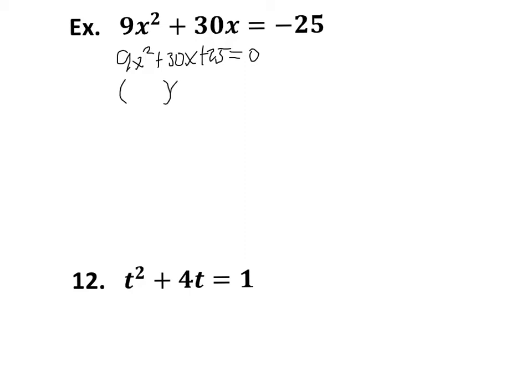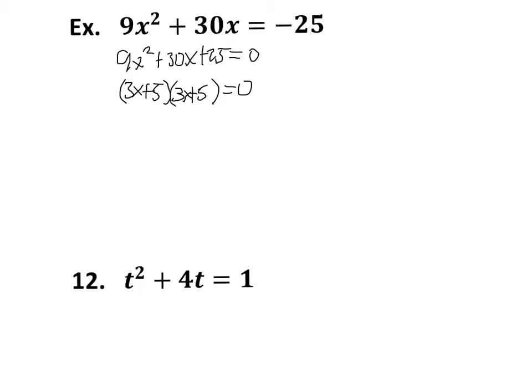9x squared, what does that break down into? 3x and 3x. Tell me about my signs. Signs are the same and they're both positive. 25, 5 and 5. Does that work? Do my outers and inners add up to be 30? Yes, they do. So in this case, this one's the easiest to factor.